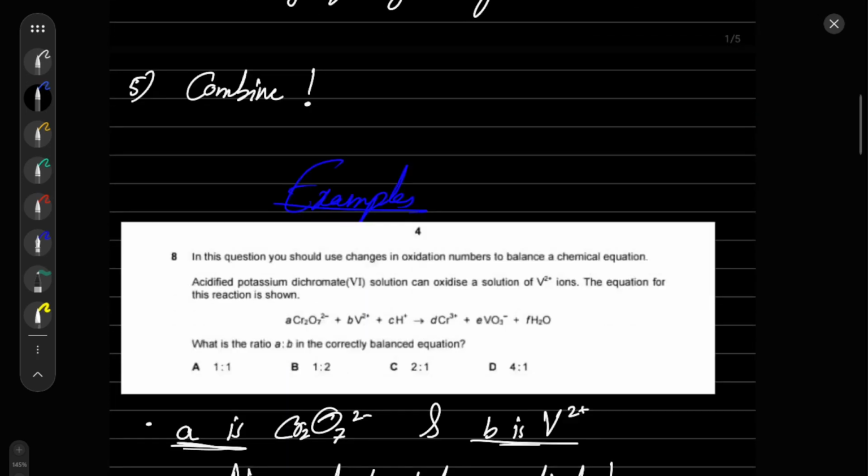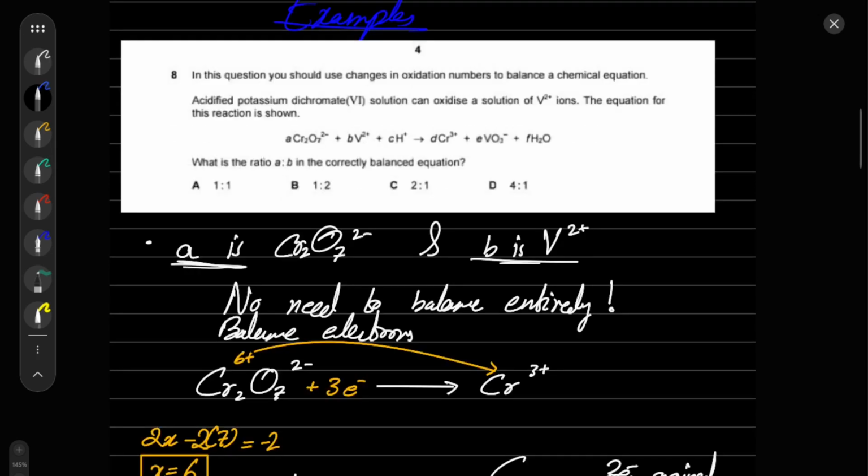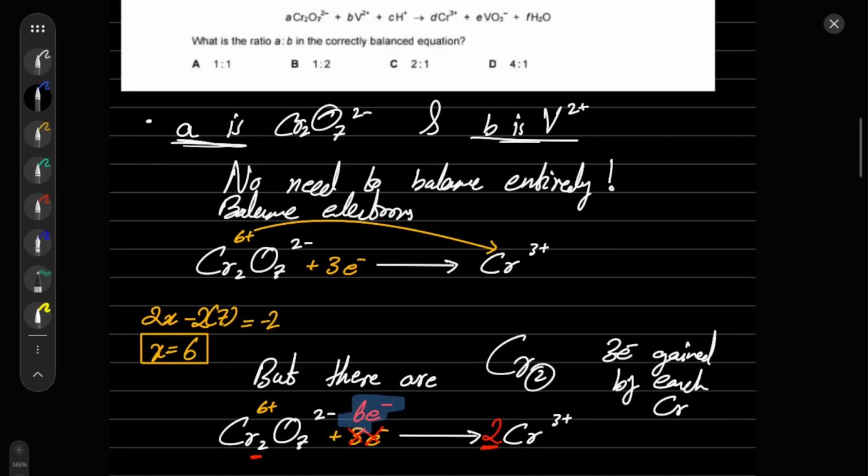So in this question, you should use changes in oxidation numbers to balance a chemical equation. Acidified potassium dichromate solution can oxidize a solution of vanadium 2 plus ions. The equation for this reaction is shown. This is the reaction that is partially shown, right? You need to figure it out and you need to balance it. So how can we do that? We're going to make two equations.